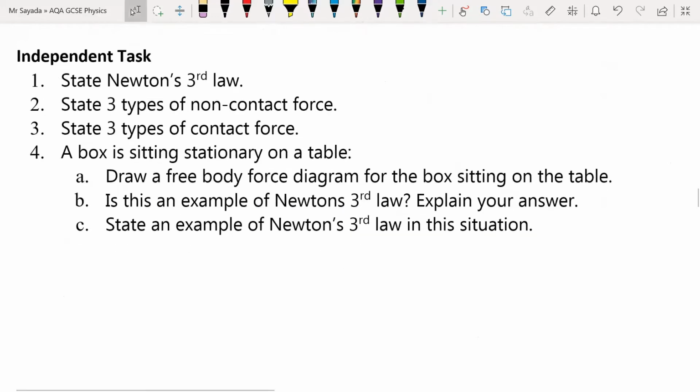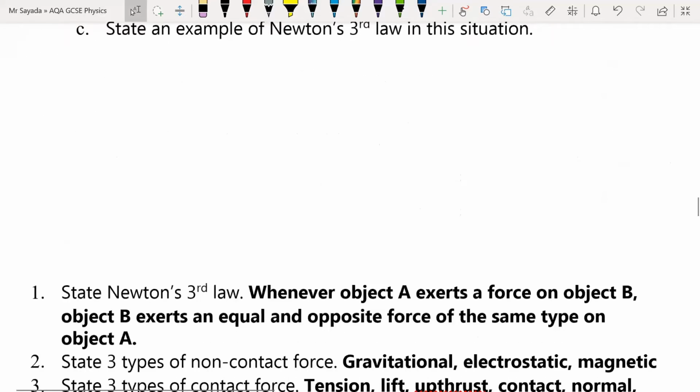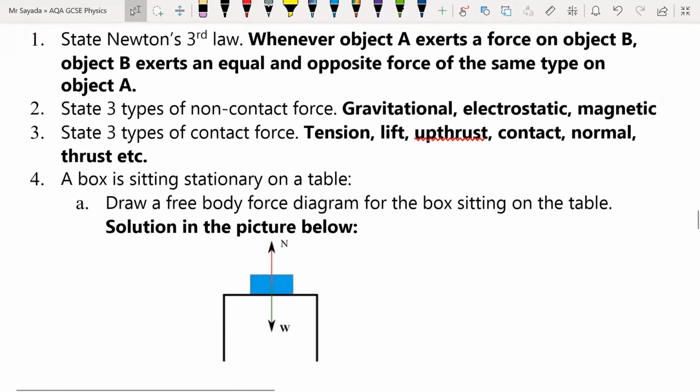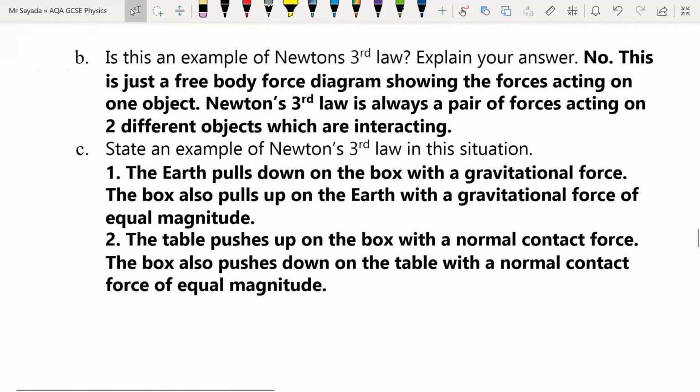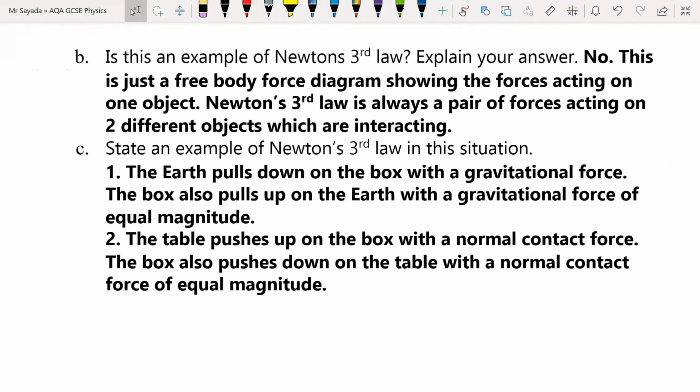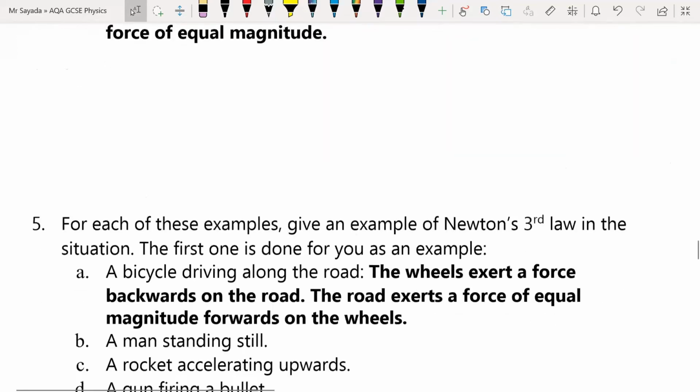Please now do these 4 questions. Pause the video while you do them. Press play once you're ready. You should have now done these 4 questions. Please mark your work. Pause the video while you do that. Press play once you're ready. Here are the answers to B and C. Pause the video while you mark. Press play once you're ready. You should have now marked these 4 questions.